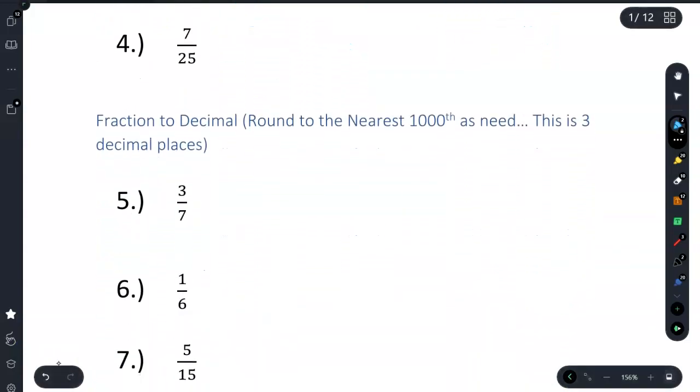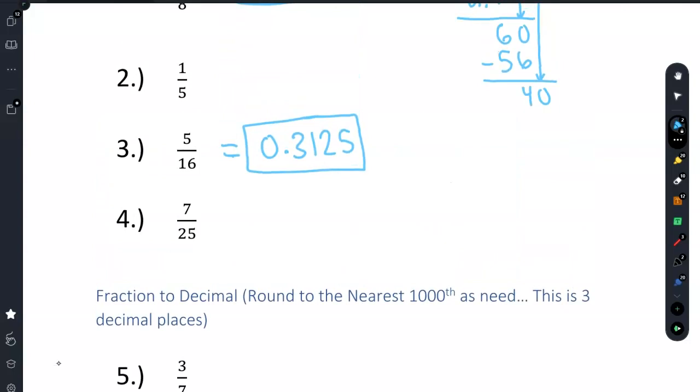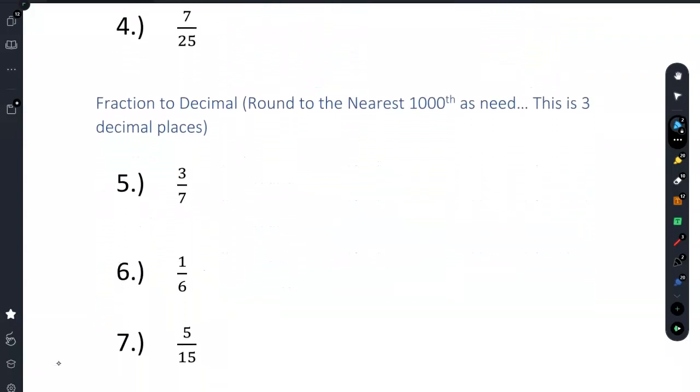Okay, so for the first set of problems, I was looking for the whole exact decimal value because those decimals I didn't need to round. But for this next section, some of these fractions will give us decimals that go on forever. So we'll need to round these. So in this section, I'm asking you to round to the nearest thousandth place, which is 3 decimal places. Tenths is 1 decimal place, hundredths is 2 decimal places, thousandths is 3 decimal places.